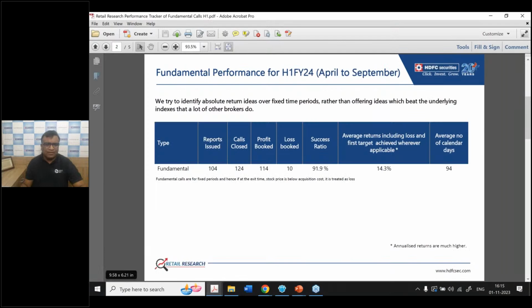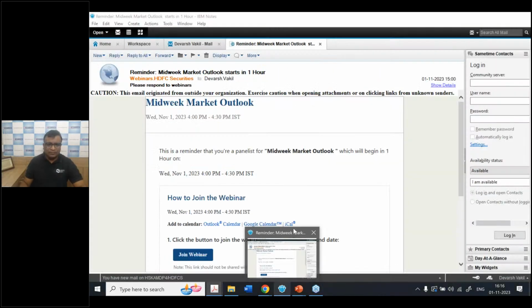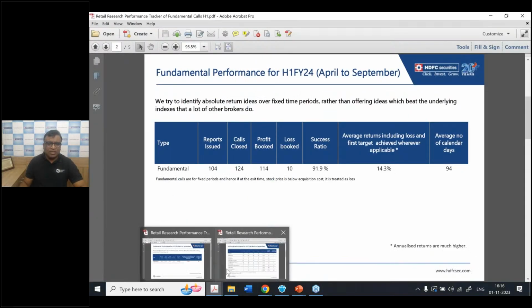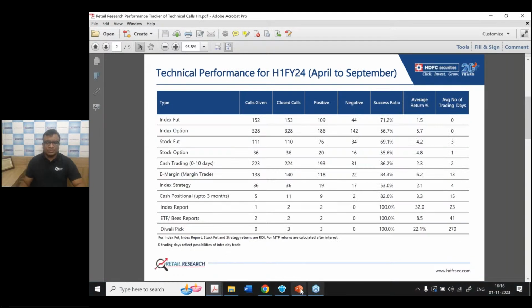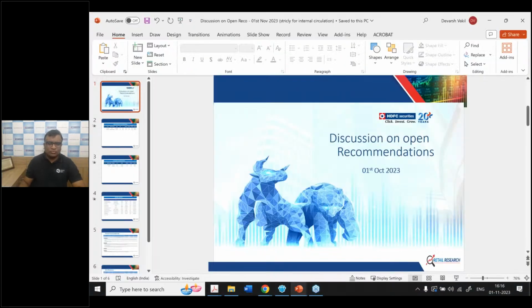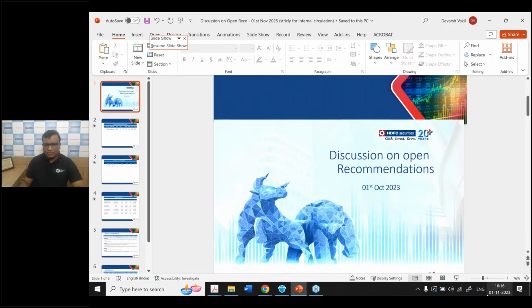Similarly, around 124 recommendations on the fundamental side have been closed. 114 were in profit and only 10 incurred losses. There is a 91.9% success ratio on the fundamental side, with an average return of 14.3%. So the team has shown an amazing ability to identify good stocks and recommend them. I recommend everybody go through this research and use it to generate profits.